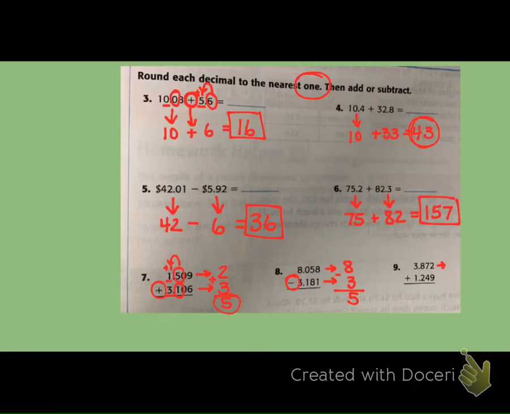And number 9, almost running out of room here. It gets rounded to 4. And the second number gets rounded to 1. We are adding these two together. So 4 plus 1 is obviously 5. Alright, hopefully you got those correct.